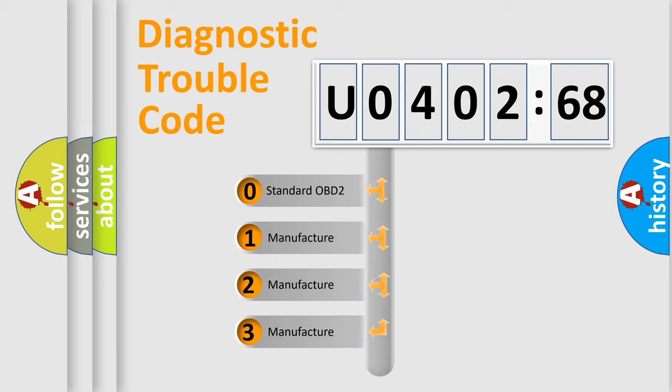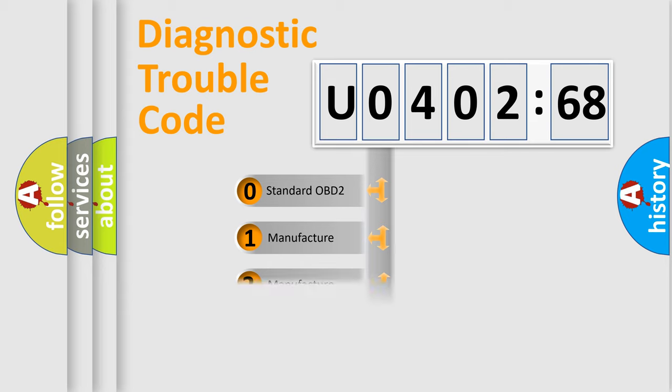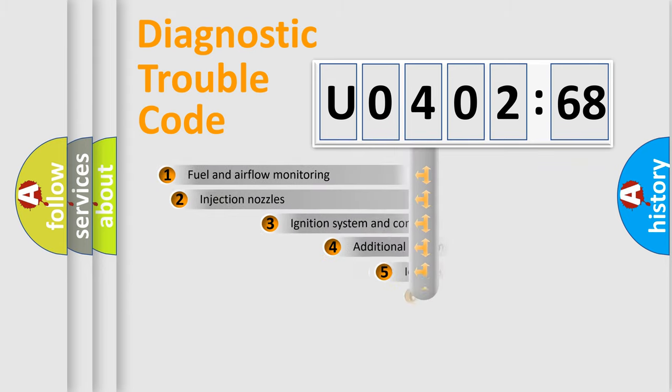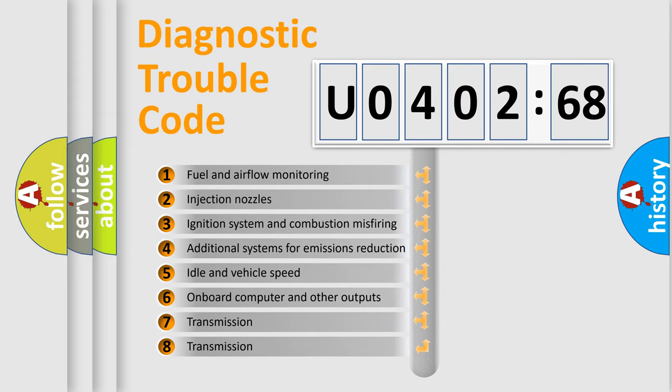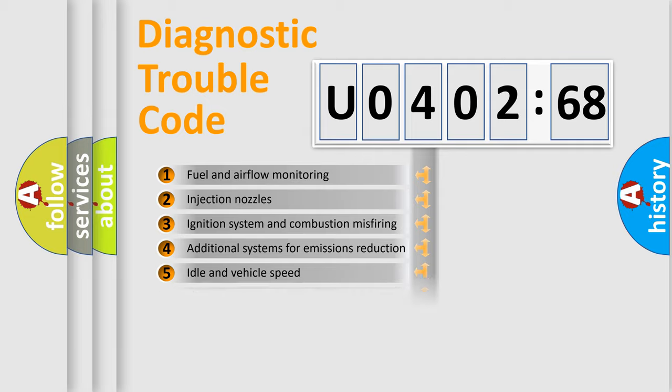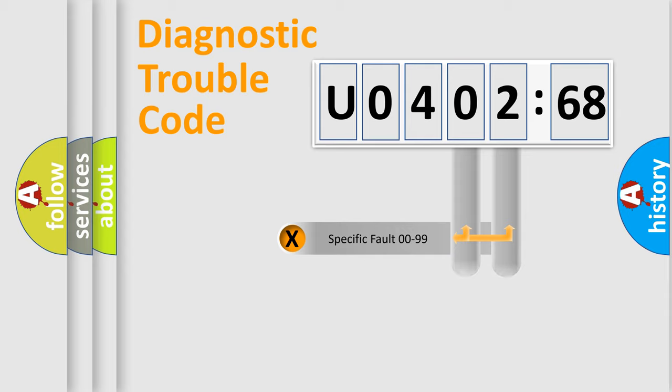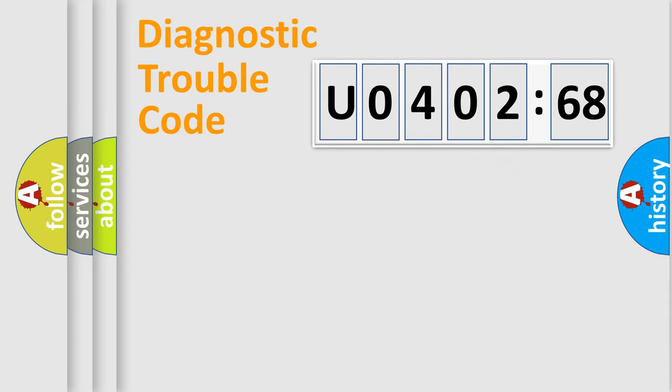If the second character is expressed as zero, it is a standardized error. In the case of numbers 1, 2, 3, it is a more specific, car-manufacturer expression of the error. The third character specifies a subset of errors. The distribution shown is valid only for the standardized DTC code. Only the last two characters define the specific fault of the group.